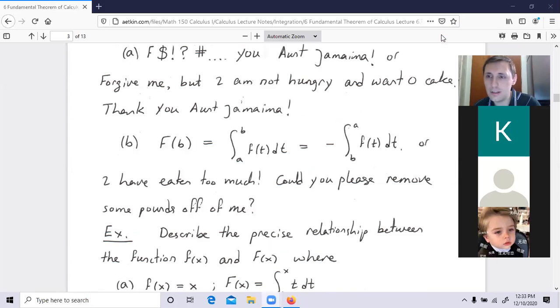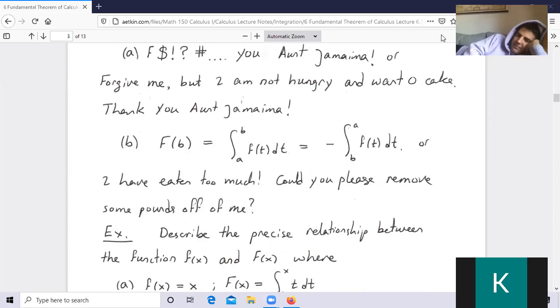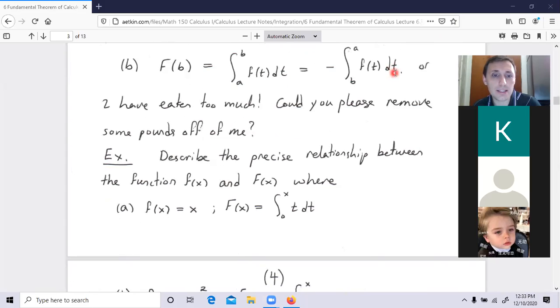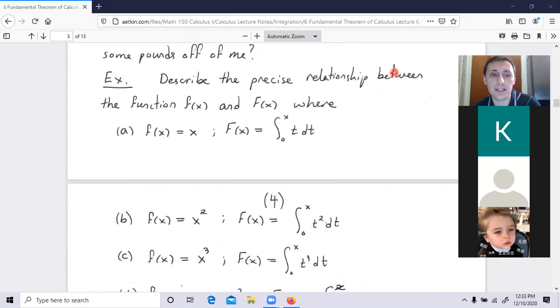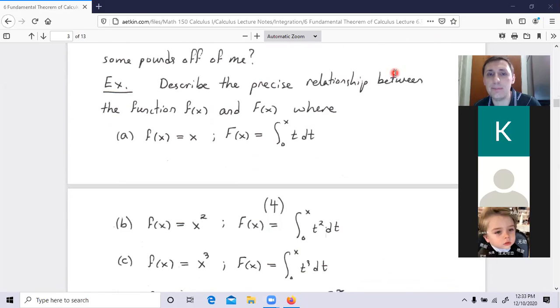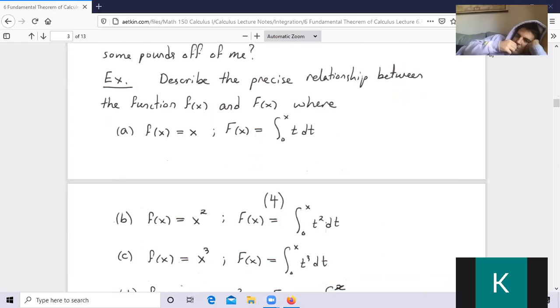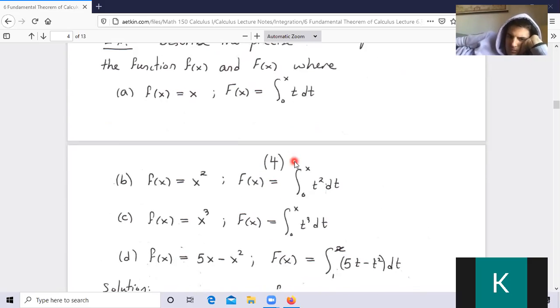Yes, good. So that's as simple as that. So now let's talk about this example, guys. In this example, we are going to try to describe the precise relationship between the function f of x equal to x and capital F of x equal to the integral from 0 to x of t dt. And we do that for several other examples here.